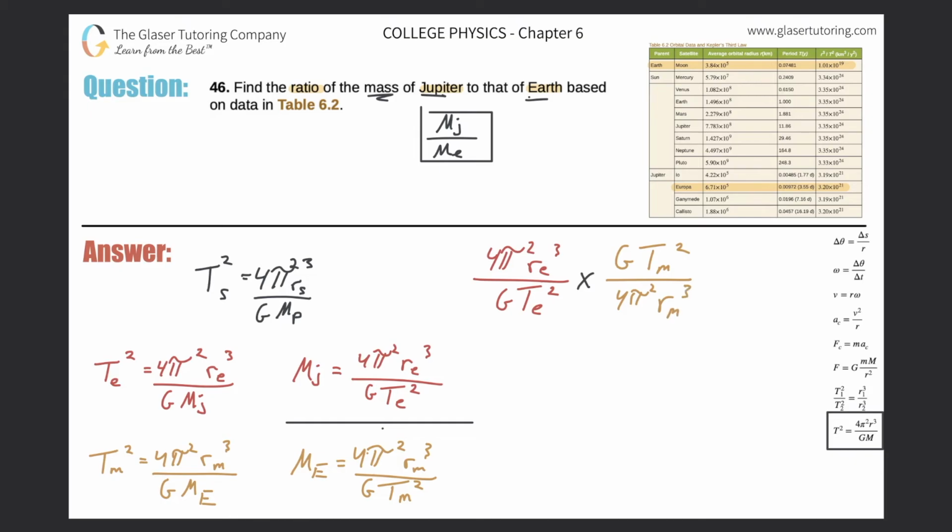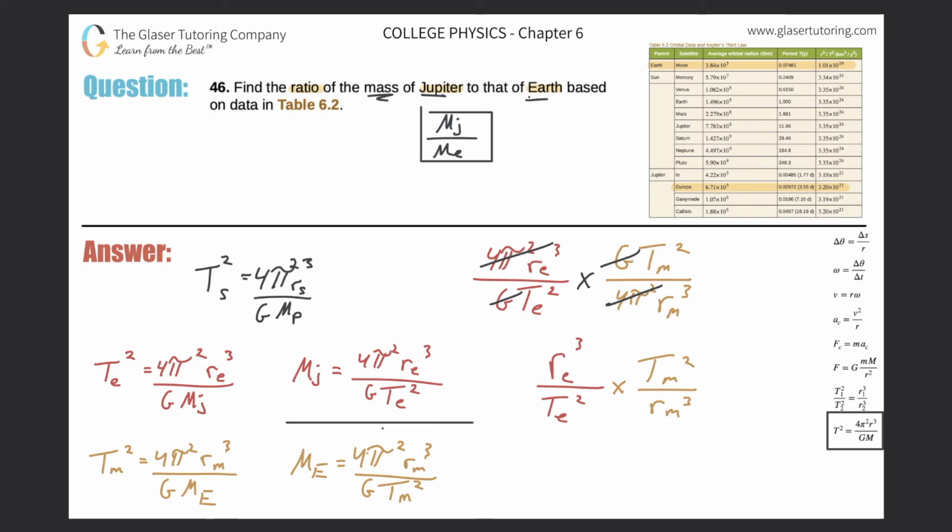All right, so notice what's going to happen. The G's go bye-bye, and the 4 pi squareds go bye-bye. So what are we left with now? We are left with R_E cubed, the radius of Europa cubed, over the period of Europa squared, times the period of the Moon squared, all divided by the radius of the Moon cubed.